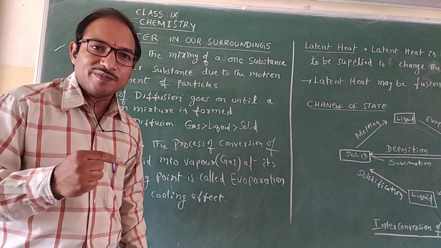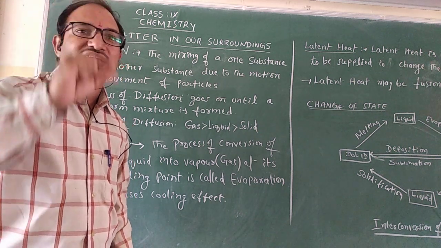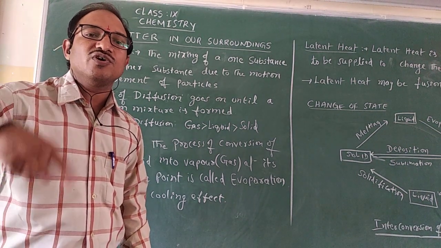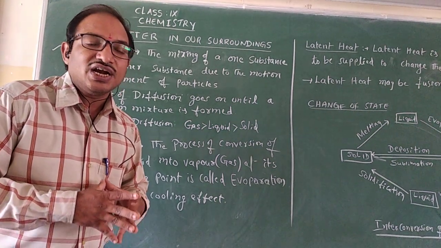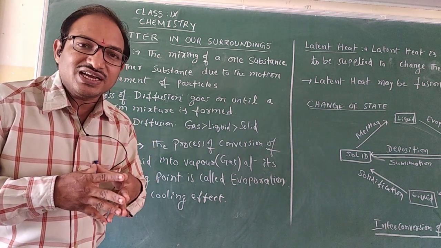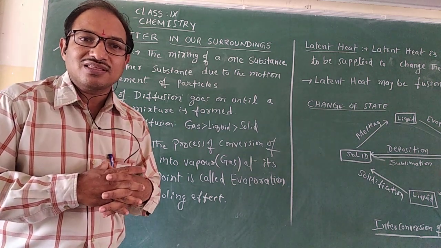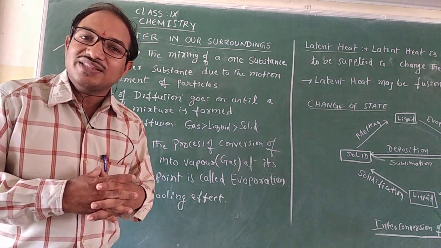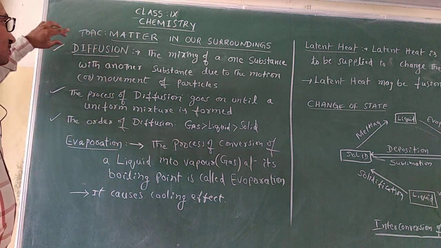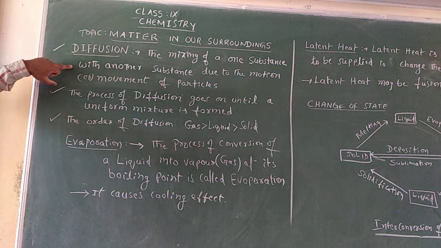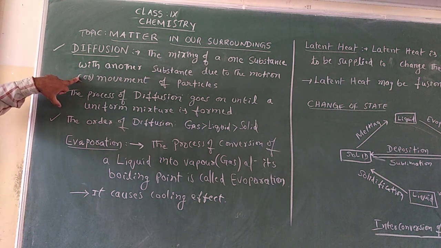What was that example? If you keep a jasmine or agarbatti in one corner of the room, the total room is going to get the smell of that agarbatti or jasmine. That is because of the diffusion. Now, what is the meaning of diffusion? What is the definition of diffusion? The mixing of the particles on their own due to the motion or movement of the particles. The mixing of one substance with another substance due to the motion or movement of the particles.